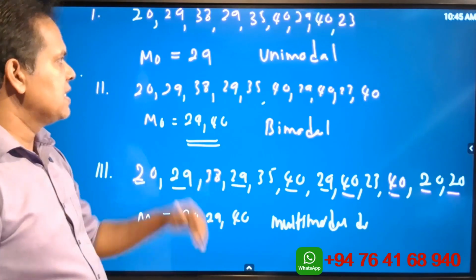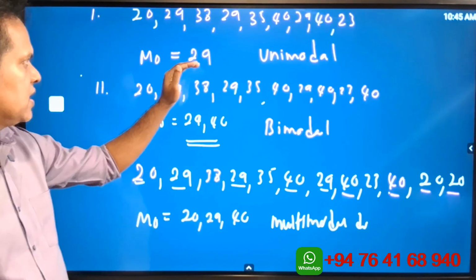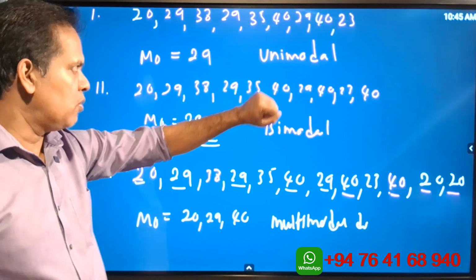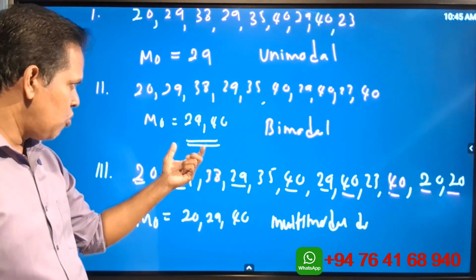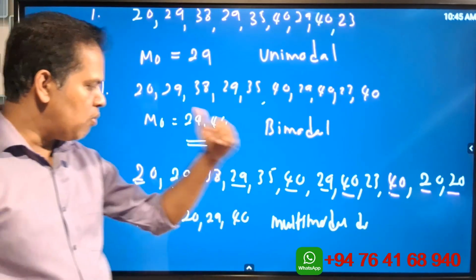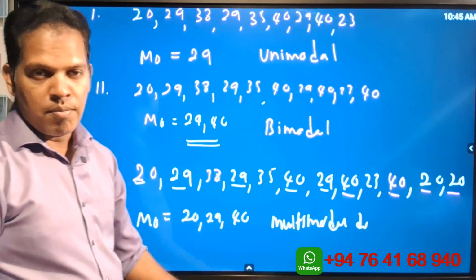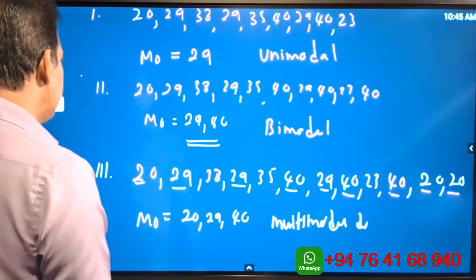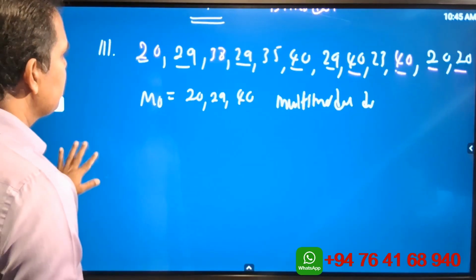Okay, then we can see if there is one mode, that can be named as what? Unimodal. If there are 2 modes, then bimodal, and next one, 3 or more, then we can name it as what? Multimodal distribution. Okay, very simple. Now I consider frequency distributions.